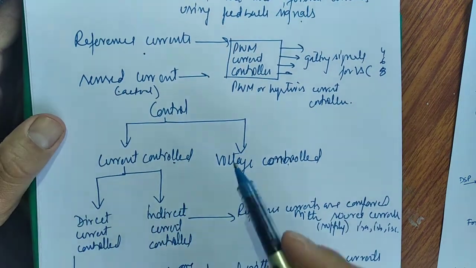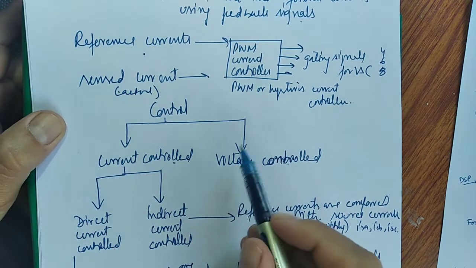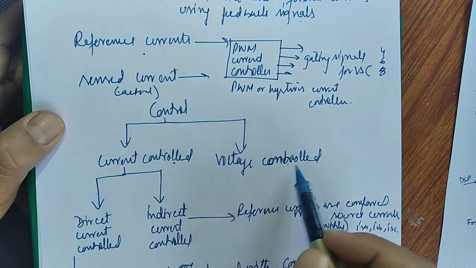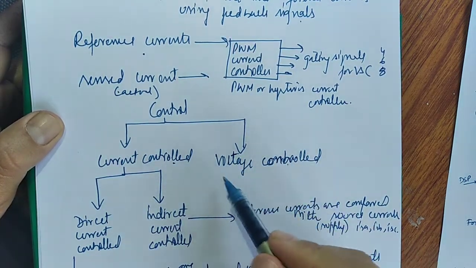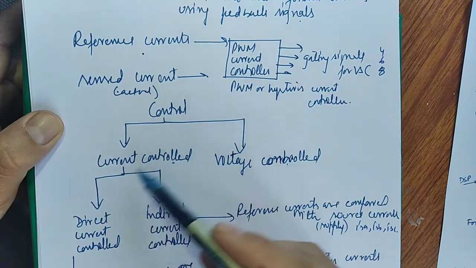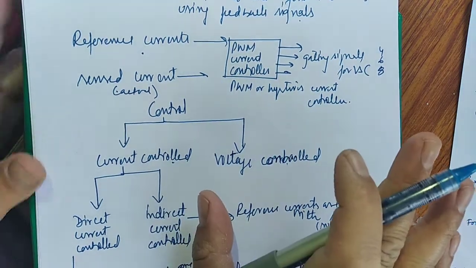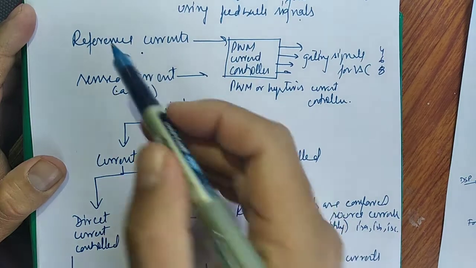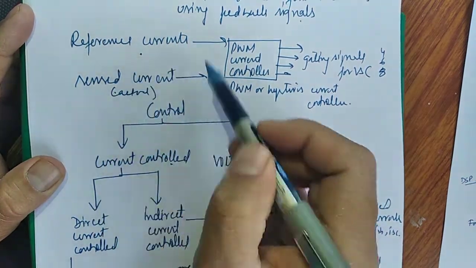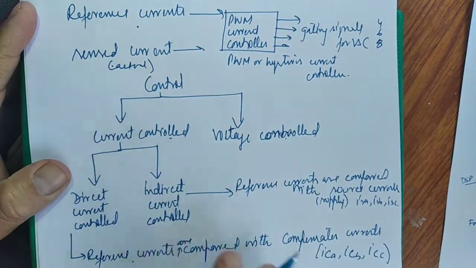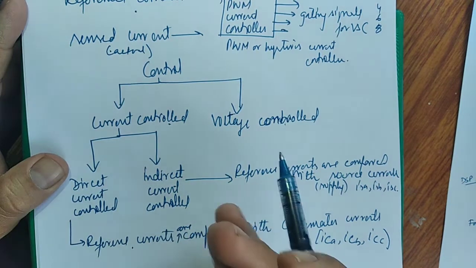In voltage control, the reference signals are voltage. In current control, the reference signals are current. This is the difference between voltage control and current control. Here there is a reference current, that's why it is a current controller. Current control can be direct or indirect current controller.